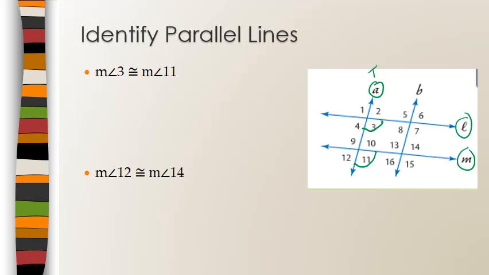Now I've got to consider, if the measure of angle 3 and the measure of angle 11 are congruent, what angle relationship exists between 3 and 11 if L and M are parallel and line A is the transversal? Well, they're on the same side of the transversal, and one's in the interior, one's in the exterior. So we could say that L is parallel to M because 3 and 11 would be corresponding angles, right? And so L is parallel to M by the converse of the corresponding angles postulate.